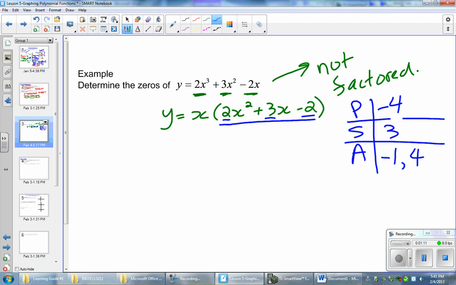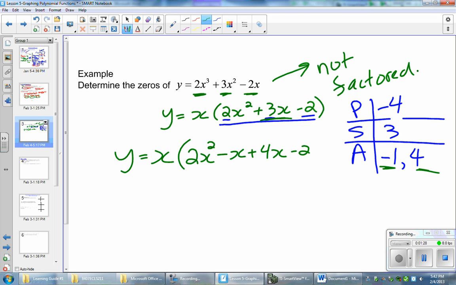So let's continue on with our factoring here. y is equal to x times, okay, so we're going to decompose this middle term using these two numbers here. So writing it out, 2x squared minus x plus 4x minus 2. Okay, so let's keep going here.